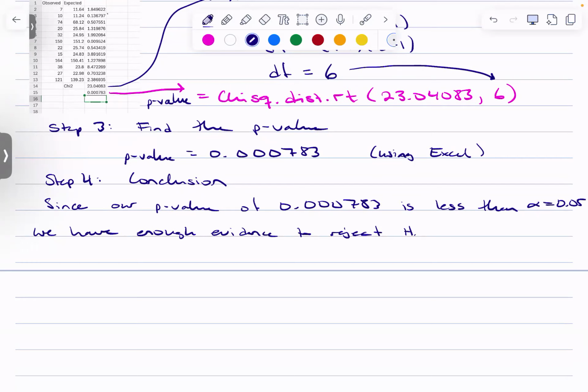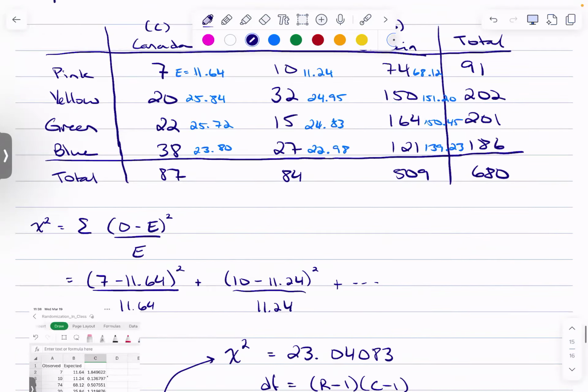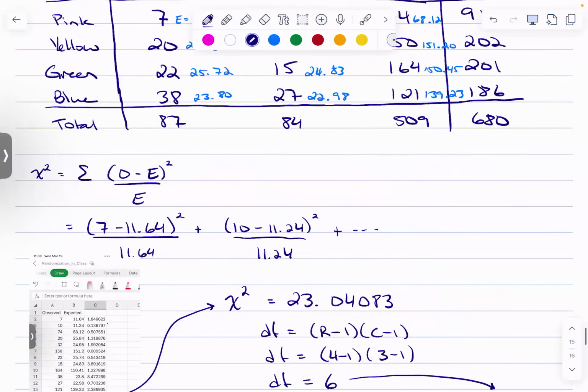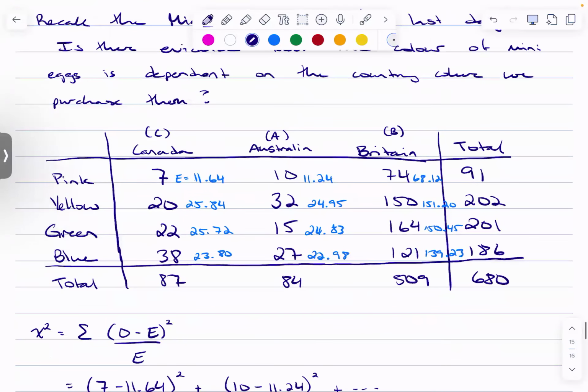Clarify that this is H naught in favor of HA. Therefore, what was our null hypothesis and our alternative hypothesis? I got carried away. But I forgot to state our null and alternative hypotheses, and I forgot to check the conditions. Oh boy.